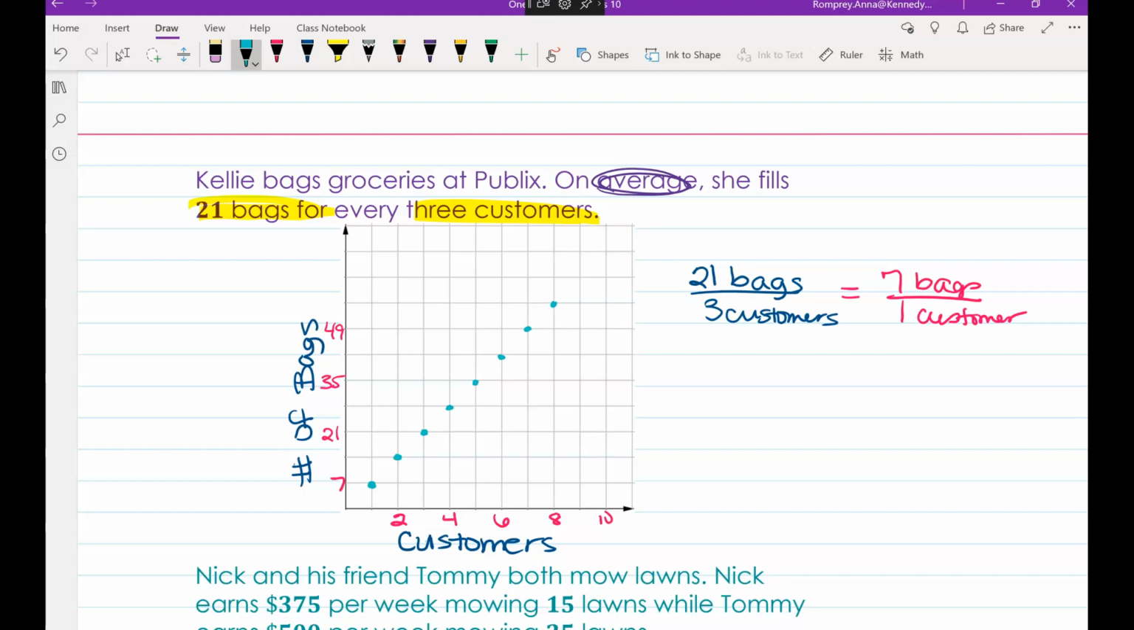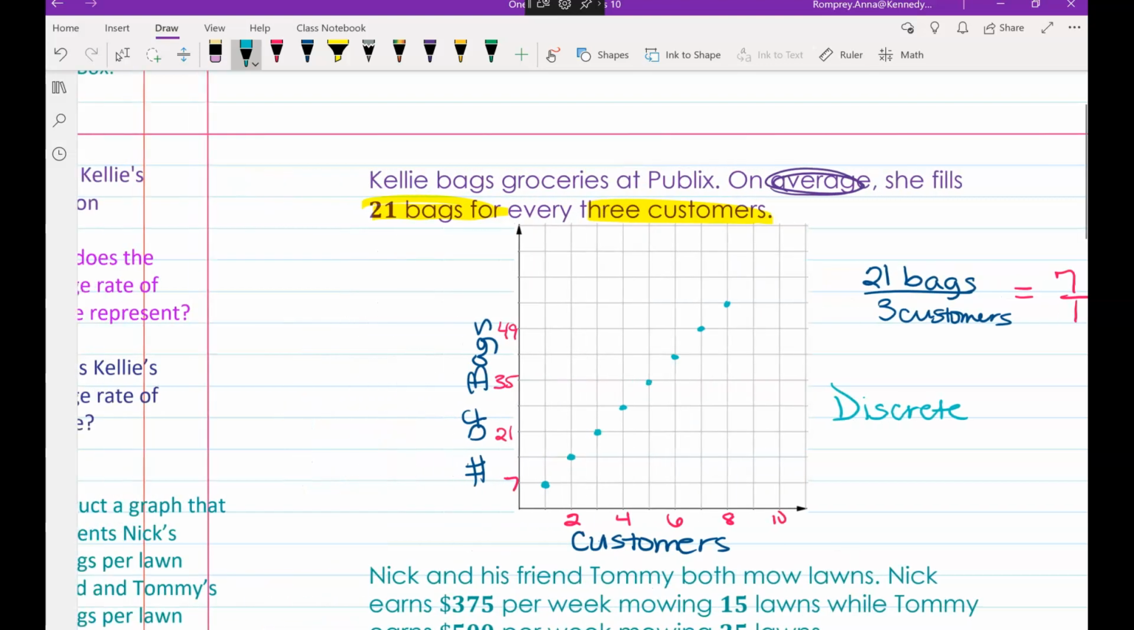Remember, continuous is not just that something goes on forever. It's, can I find the in-betweens? So can I serve 2.5 customers? No, not really. 2 1/4, yeah, that just doesn't make sense. So we are not going to connect these points. So this is discrete data. It is a discrete function. It is a function. It passes the vertical line test, but I am not going to connect these points. So let's go see what else.